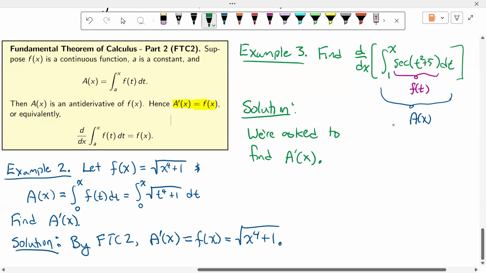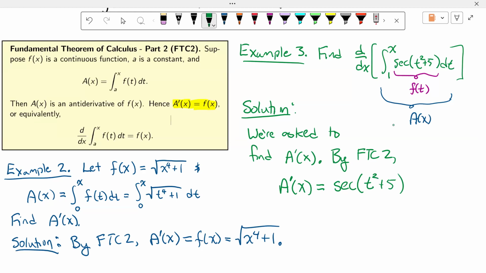And so by FTC2, the derivative of A of x is, all right, does anyone want to take a stab? So close. Megan said t squared plus 5 here. That's almost it. Very, very close. x squared plus 5. Yeah, that's it. That's the only difference. Yeah, there you go.